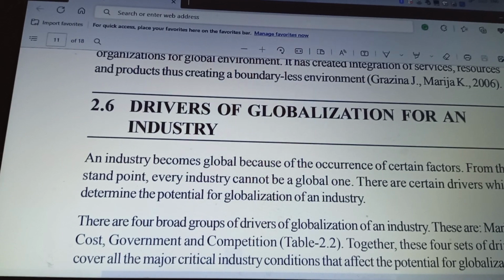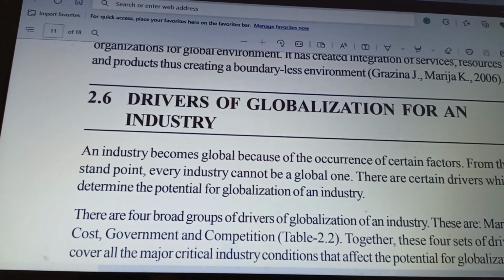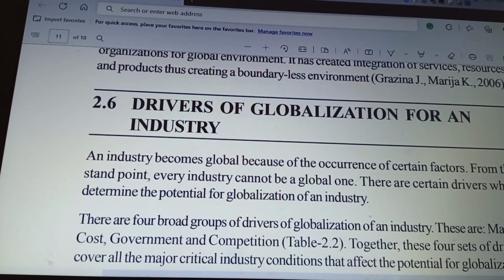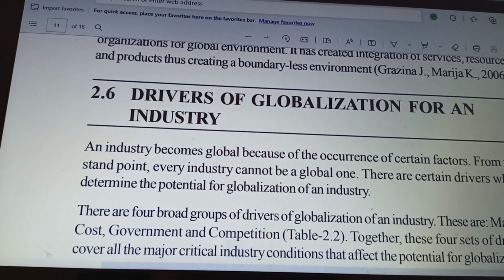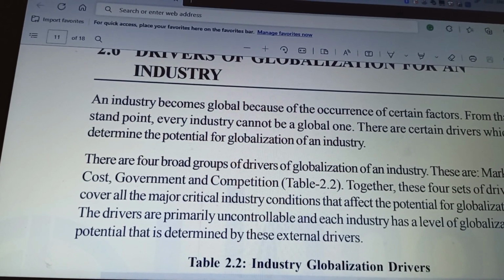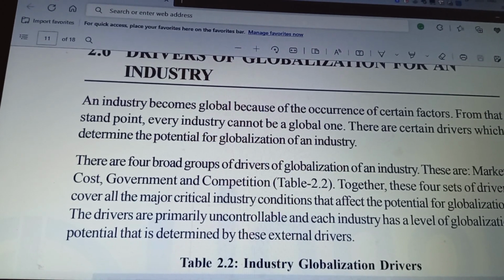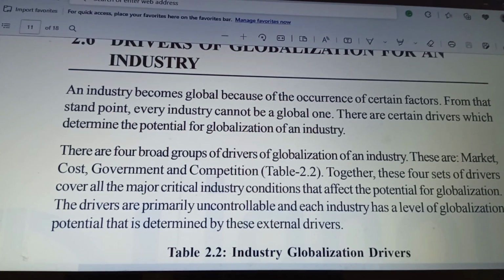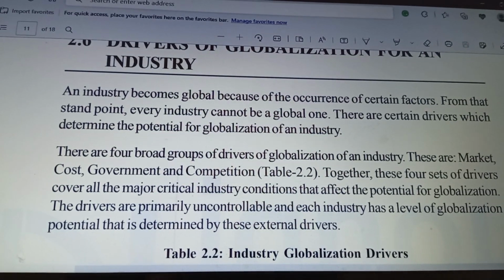The drivers of globalization for an industry. An industry becomes global because of the occurrence of certain factors. From that standpoint, every industry cannot be a global one. There are certain drivers which determine the potential for globalization of an industry. These are four broad groups of drivers of globalization of an industry. The first one is market, second one is cost, third one is government, and the fourth one is competition.